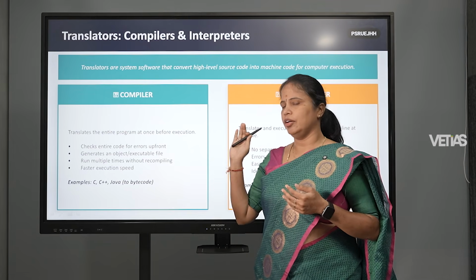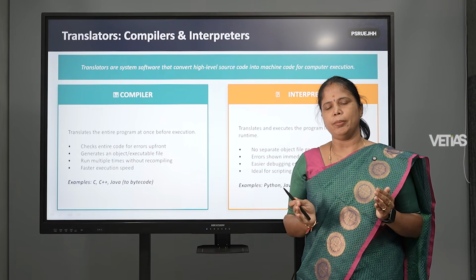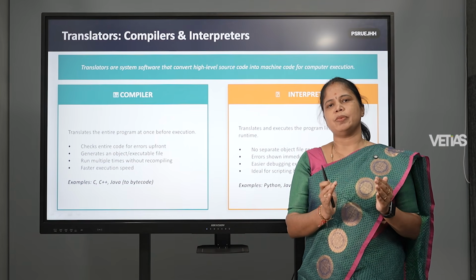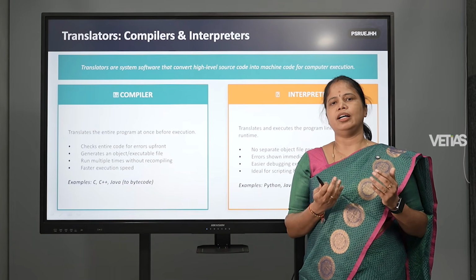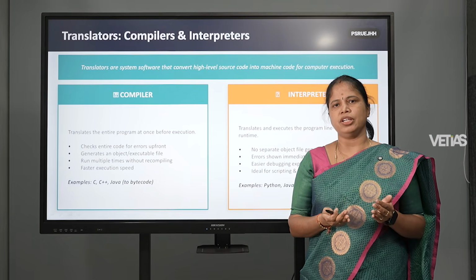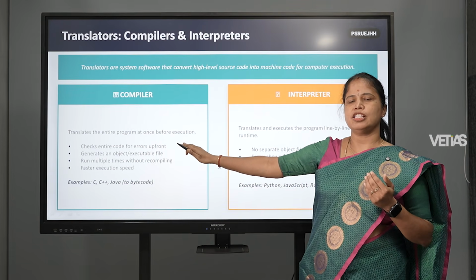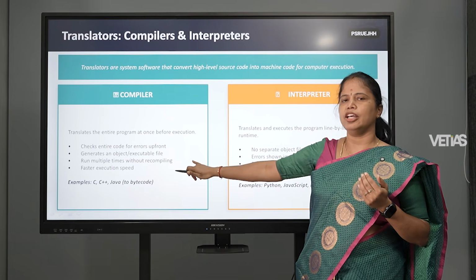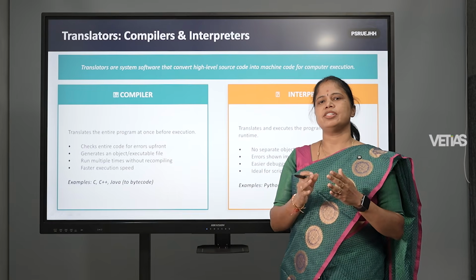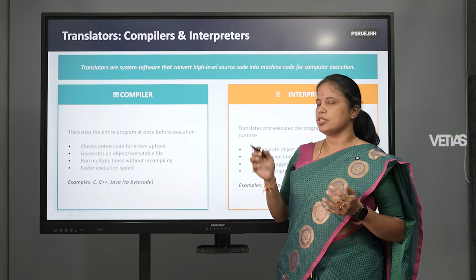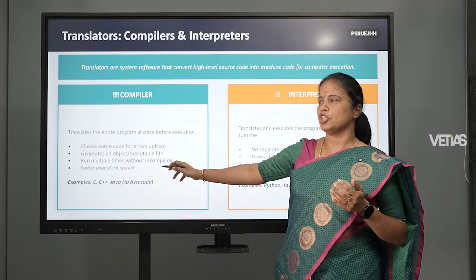Compilers will take the entire program. Supposing I am going to write a program to add two numbers in C, C++ or Python, whatever the case may be, the whole program is taken into consideration and sent completely to a compiler. Before the translation, the compiler checks the entire code for errors. When there is some error, the compiler gives all the errors so that the user can correct them, and finally it produces the output as an executable file.